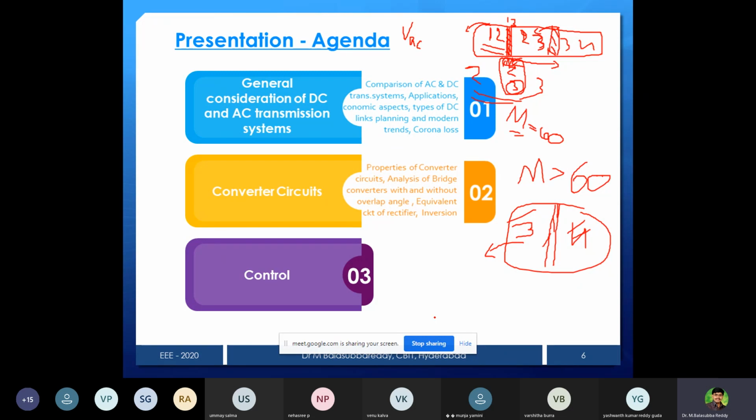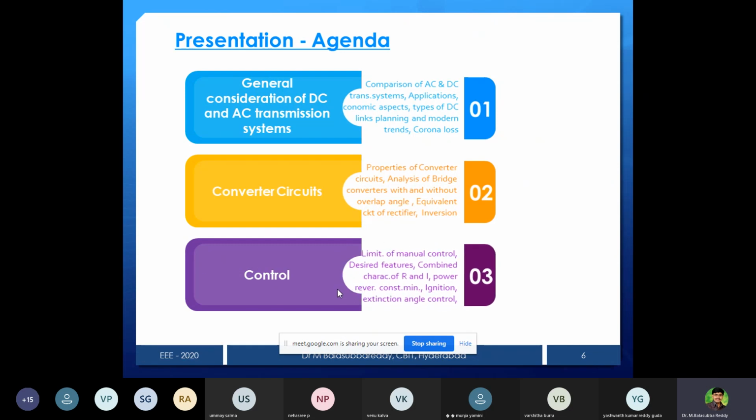In this unit there are converter control characteristics, that is in the third unit. These analyses, with overlap period and without overlap, will be in the second unit. In the third unit, you can see what the limitations of manual control strategy are. After that we'll go for automatic control strategies and all. So those limitations you have to use. And there is a control hierarchy also, valve group control and firing angle control. In that, different control strategies will be there.